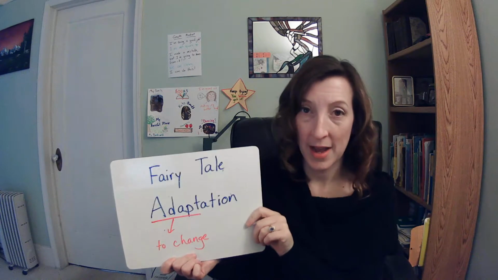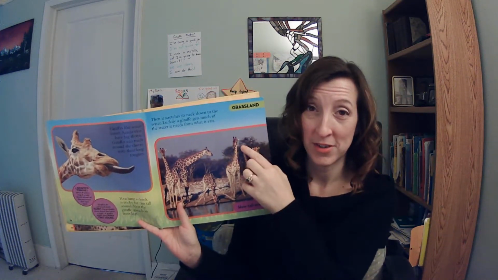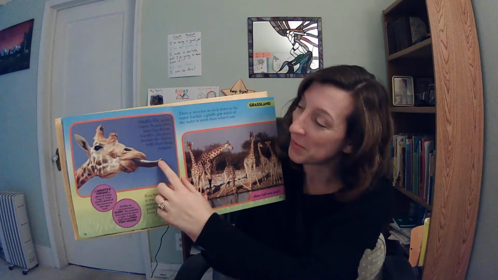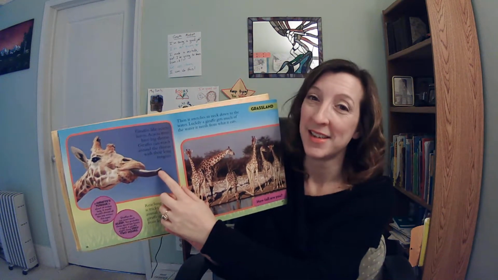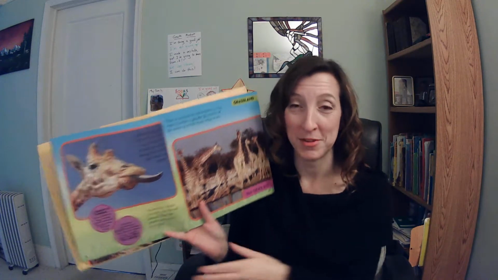You might have heard the word adaptation before, like with animals. For example, giraffes have a couple of adaptations, right? They have these long necks to be able to reach the top leaves of the tree, and they have these long sticky tongues that help them get around thorns of the trees that they like to eat leaves from. Those are adaptations. Those are changes in an animal to help it survive.